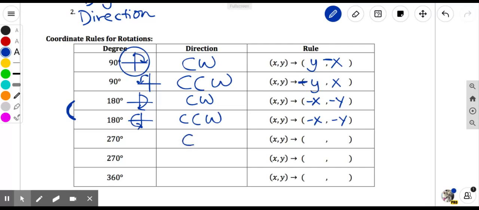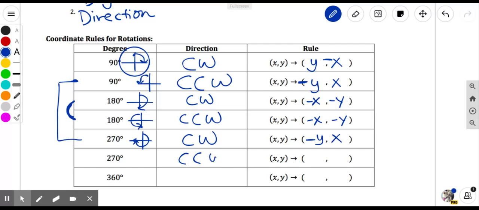Let's look at 270 clockwise. I'm starting here. This is 90, 180, 270. I would end up here. Do we notice where we end up? On that left side of the x-axis. Do you notice that with 90 counterclockwise, you end up in the same spot? So 90 counterclockwise and 270 clockwise have the same rule. If I'm trying to think of what the rule is for 270 clockwise, I know it's the same as 90 counterclockwise. So it's negative y, x.